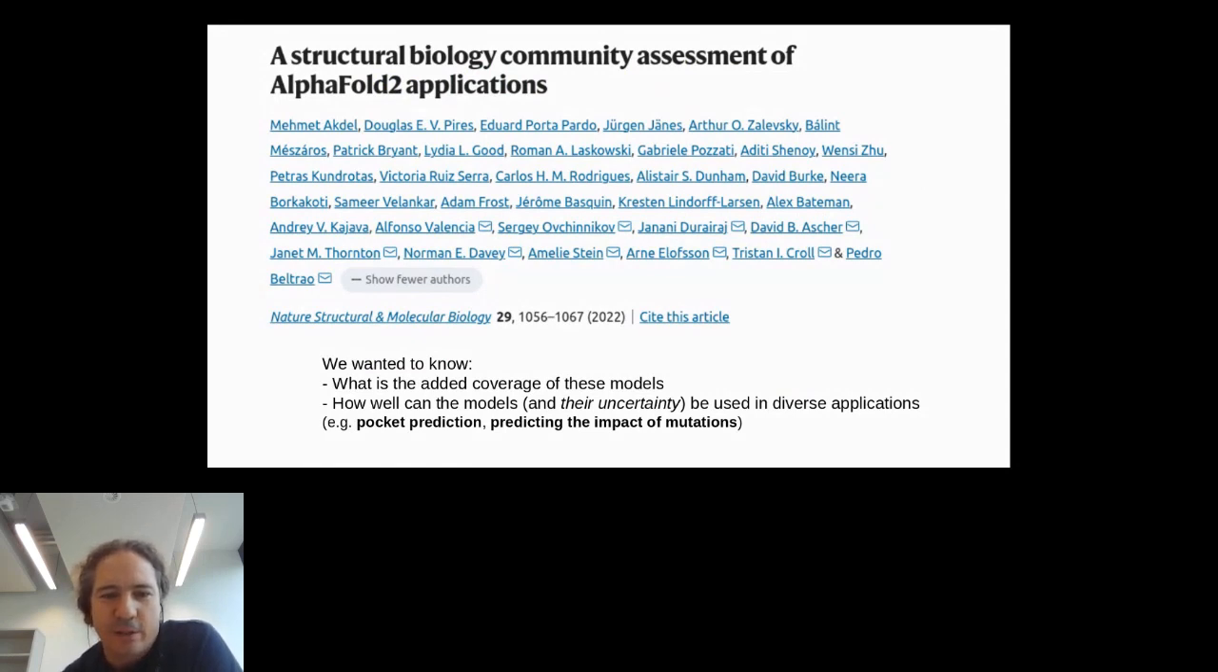And by and large, from the things that we could try it on, it seemed that these predicted structures were as good as experimental models if we took care of the uncertainty. That just means, as you probably all are very familiar with, AlphaFold also comes with very good uncertainty measurements. And so if you filter by these uncertainties, or if you take that uncertainty score into your downstream application, then these models are extremely good.